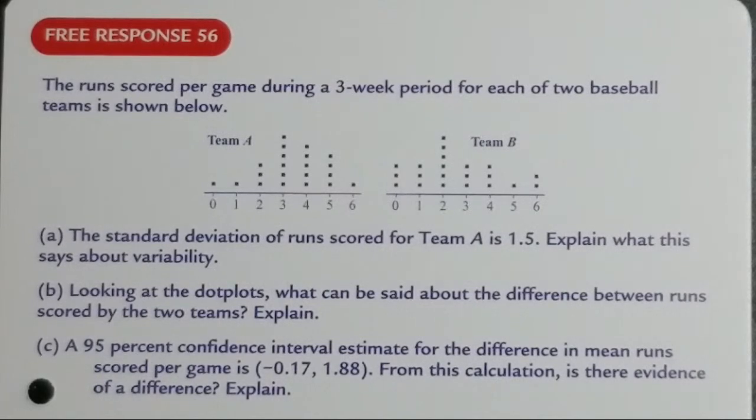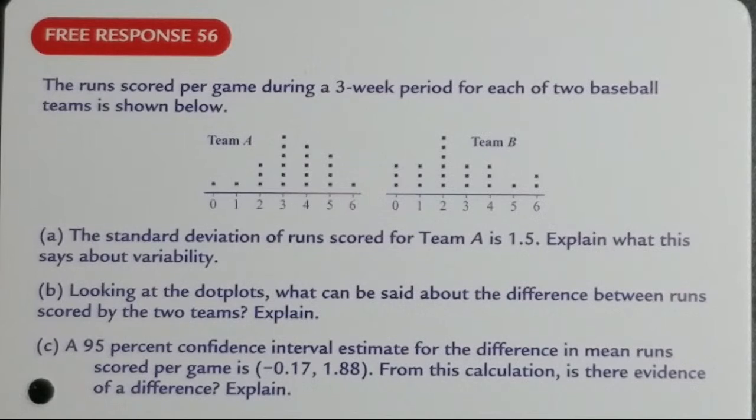The standard deviation of runs scored for Team A is 1.5. Explain what this says about variability. Now, I've been trying to define standard deviation in words for you guys since the beginning of the school year. And the formula for standard deviation is where you take the deviations from the mean, you square them, you add them all up, you divide by n minus 1.